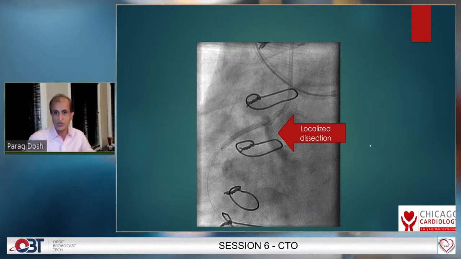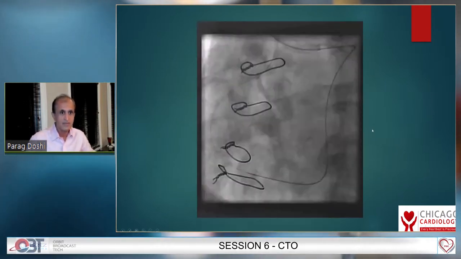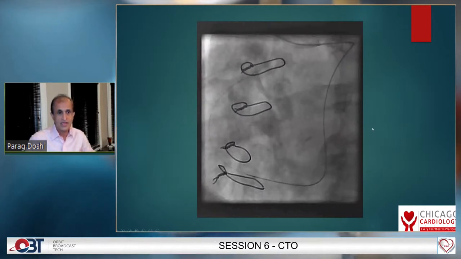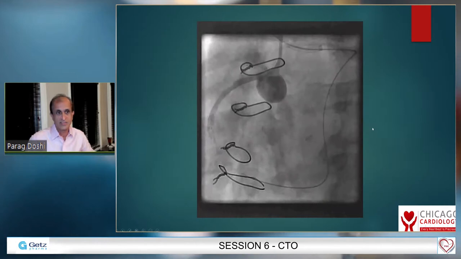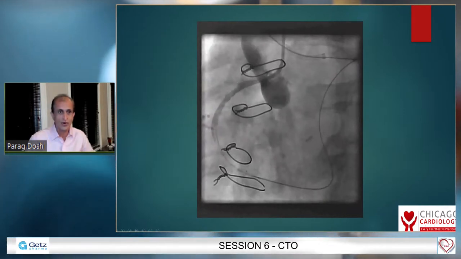And the next picture, my little mistake: I gave it to my technologist. I didn't do a gentle injection. And watch what happens with the next injection. So this is aortic dissection. It's in my hands. What do you do?